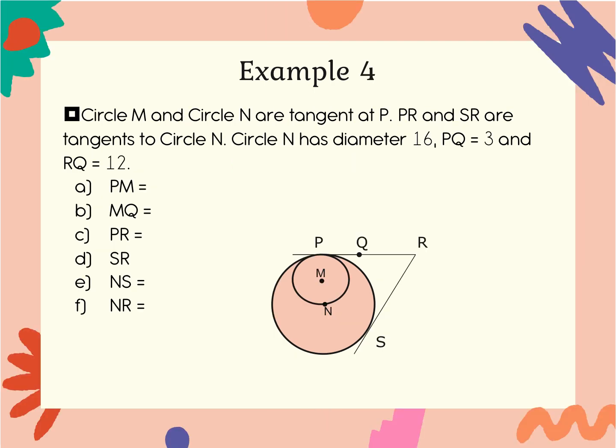So, example 4, circle M and circle N are tangent at P. So they're both tangent right here.